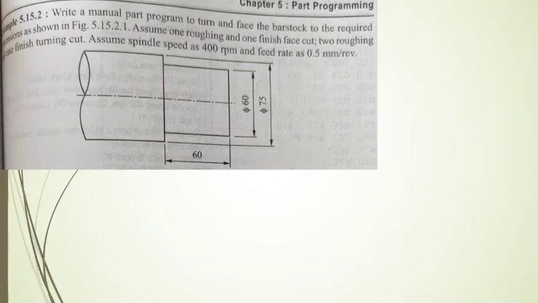Now in this numerical, specific path profile is given. Here you can see that it is given that one roughing and one finished face cut needs to be carried out, and 2 roughing turning cuts and 1 finish turning cut needs to be carried out. We need to have path plan for this specific CNC operation.